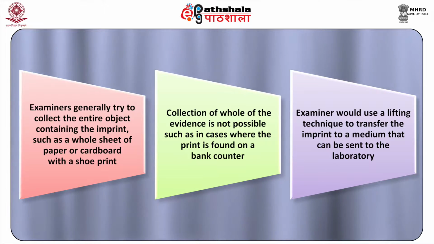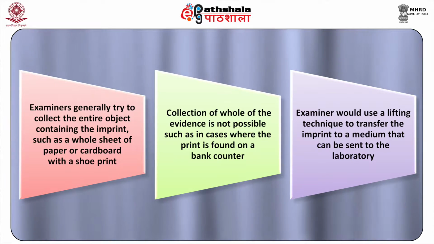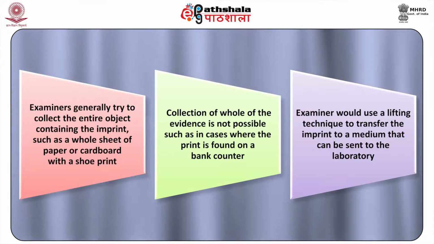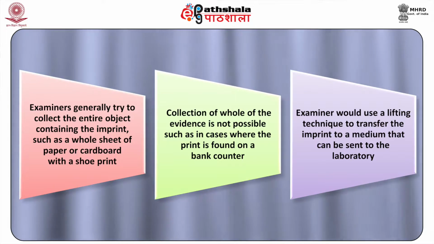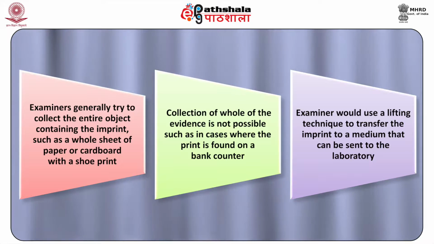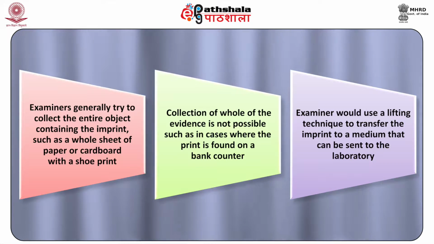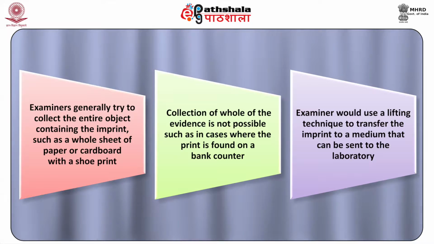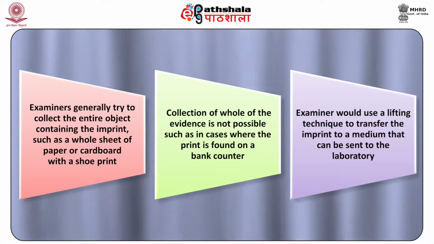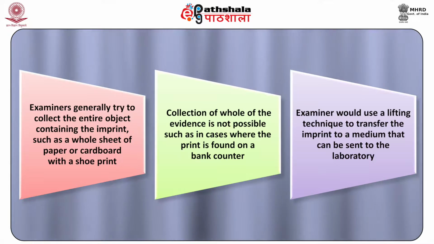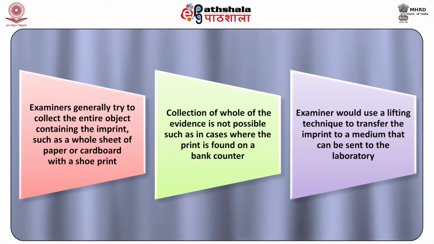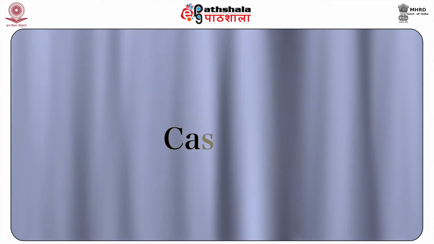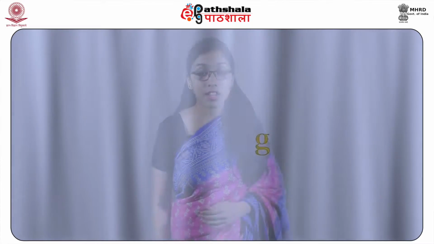For imprints, the examiners generally try to collect the entire object containing the imprint, such as a whole sheet of paper or cardboard with a shoe print. In certain circumstances, the collection of the whole evidence is not possible, such as in cases where the print is found on a bank counter. The examiner would use a lifting technique to transfer the imprint to a medium that can then be sent to the laboratory. Next is the casting technique.